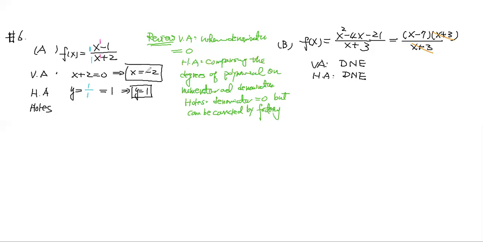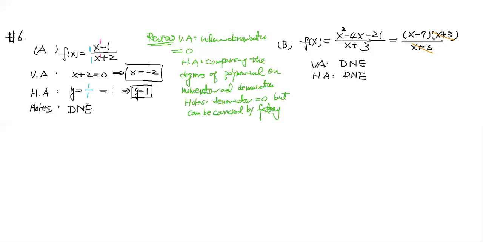Take a look here. For this one, the value that makes the denominator equal to 0 is x equal to -2. But there is nothing to cancel out by factoring, so this one does not have a hole.